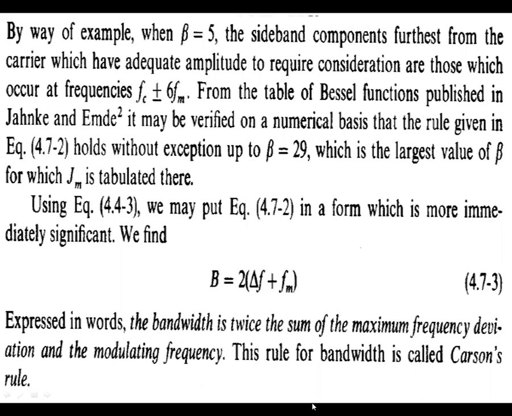Why does it become delta f plus fm? If we substitute delta f by fm in place of beta, beta is equal to the modulation index. Modulation index is defined as the ratio of maximum frequency deviation by the modulating frequency, that is delta f by fm. By substituting delta f by fm in the beta value, we can relate bandwidth with respect to frequency deviation: twice the sum of the maximum frequency deviation and the modulated frequency. This is the Carson rule. The Carson rule is an important concept from the examination point of view.